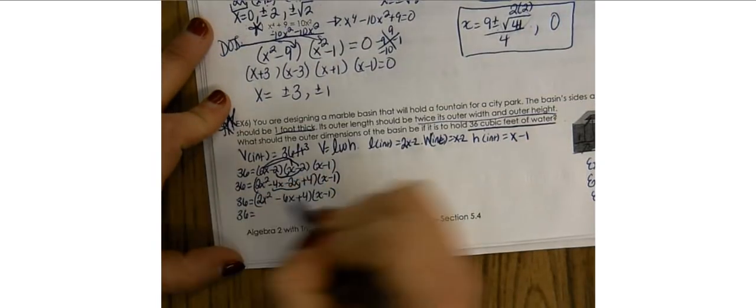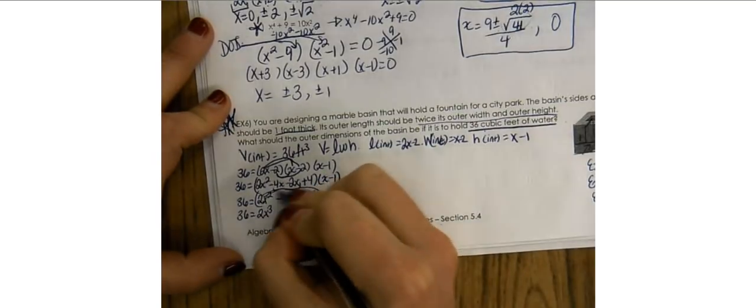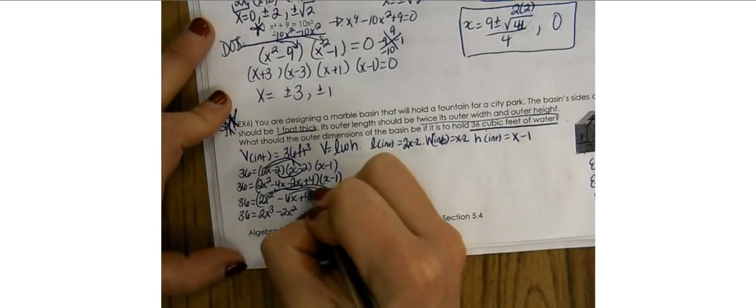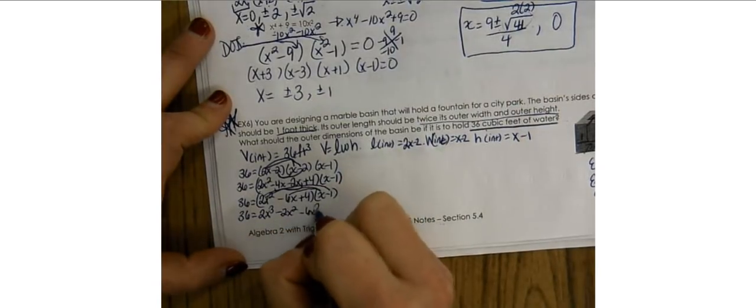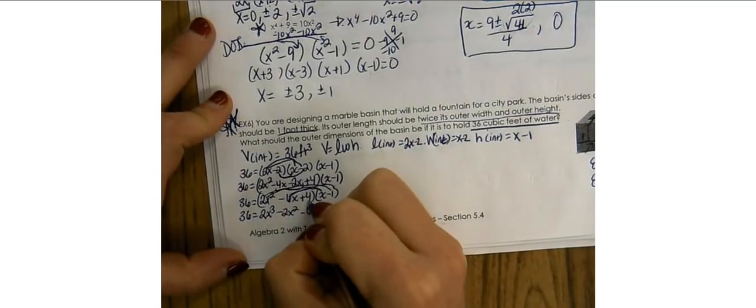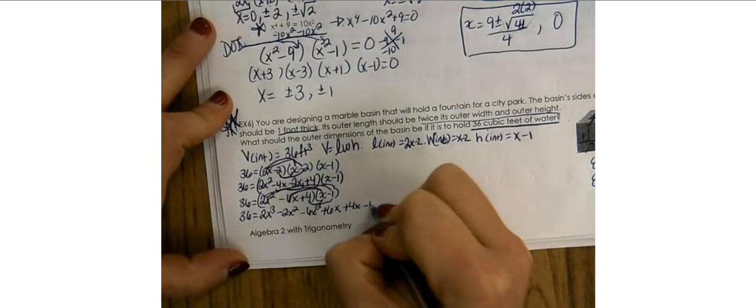36 is equal to 2x squared times x is 2x cubed. 2x squared times minus 1 is minus 2x squared. Negative 6 times x is minus 6x squared. Negative 6 times negative 1 is plus 6x. 4 times x is plus 4x. And 4 times negative 1 is minus 4.